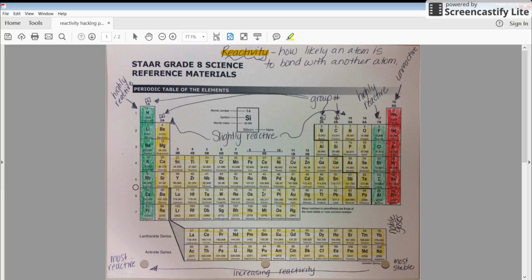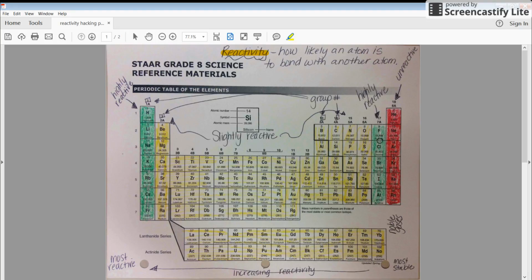Every atom wants its outer shell or its valence electron shell to be full. So really, that's why atoms bond. They bond together to make compounds and to fill their outer shell. So all of the rest of these elements on the periodic table do not have full outer shells yet. When they bond with another atom, it fills the outer shell. And we'll talk more about that in a second.